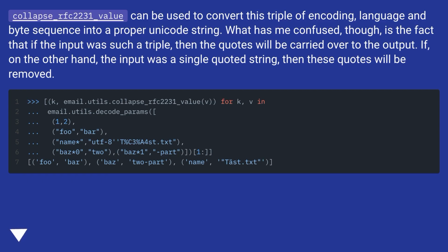collapse_rfc2231_value can be used to convert this triple of encoding, language and byte sequence into a proper Unicode string. What has me confused, though, is the fact that if the input was such a triple, then the quotes will be carried over to the output. If, on the other hand, the input was a single quoted string, then these quotes will be removed.